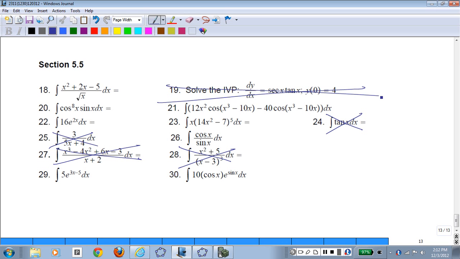I don't know about that one. Which, 30? Now 30 actually looks pretty good. Just let u equal sine x, and it's nice. It's really nice. That's maybe the nicest one on there.